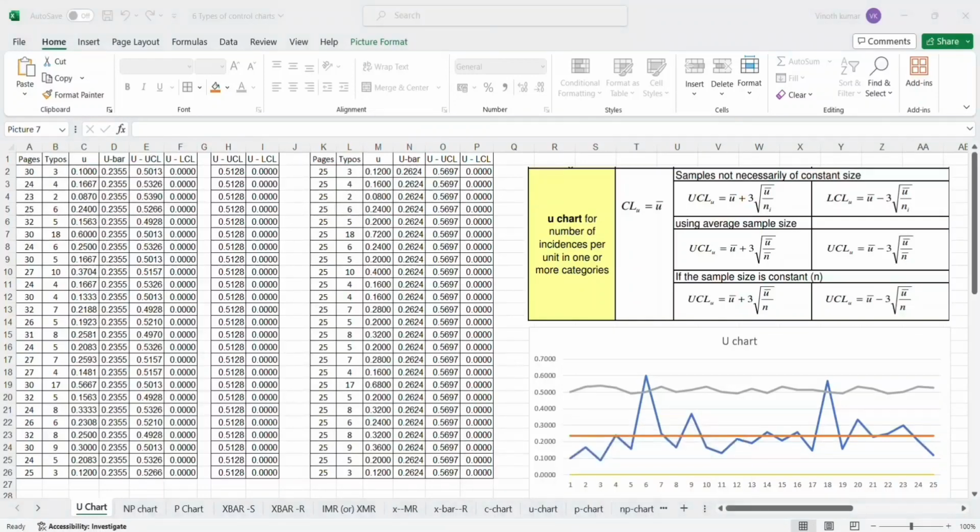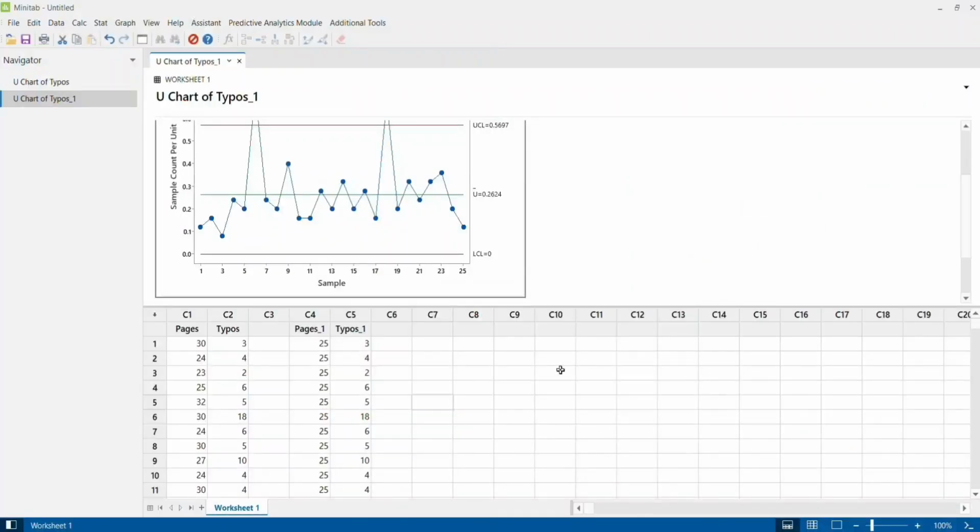Hope this video was useful for you to understand under what circumstances you will draw a U chart, and when you decide to draw a U chart, what is the formula to draw your center line, upper control limit and lower control limit, and how the same chart can be drawn in Minitab.